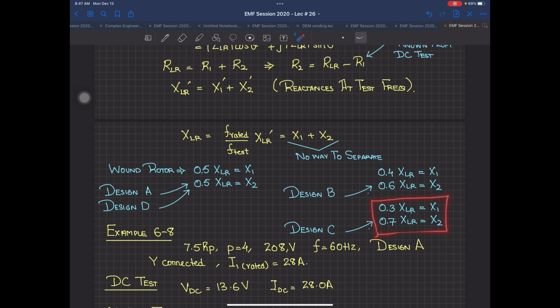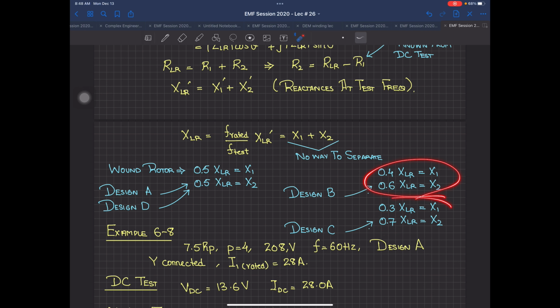Can anyone tell me why in design class C the X2 is more? We did this. The slot was a deep bar rotor, a deep bar or a double cage. So it was extending more in the rotor. So X2 was larger there because the flux produced by that rotor current is not going to reach the stator. So that's why this is 0.7.